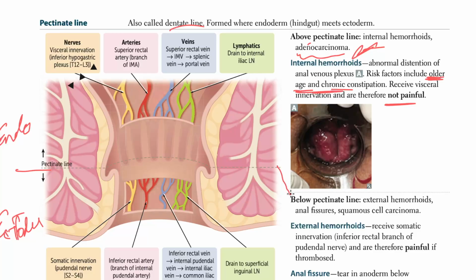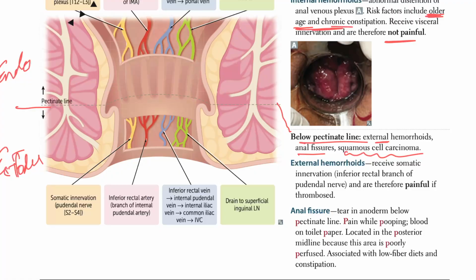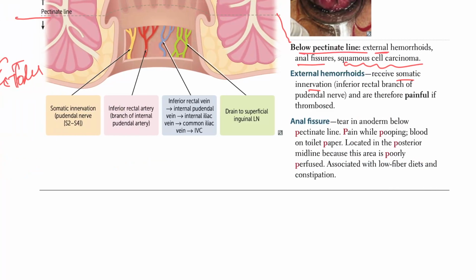As compared with this, below the pectinate line we have external hemorrhoids, anal fissures, and squamous cell carcinoma. External hemorrhoids receive somatic innervation, the inferior rectal branch of the pudendal nerve, and therefore are painful, external and painful, if thrombosed. Okay, and then you have the anal fissure. You have a tear in the endoderm below the pectinate line.